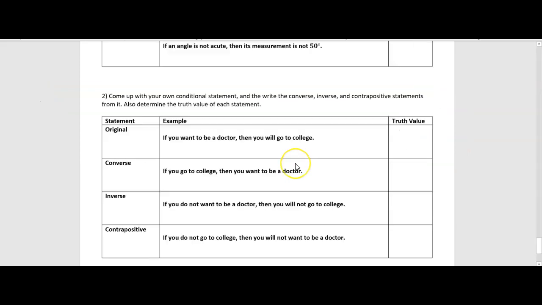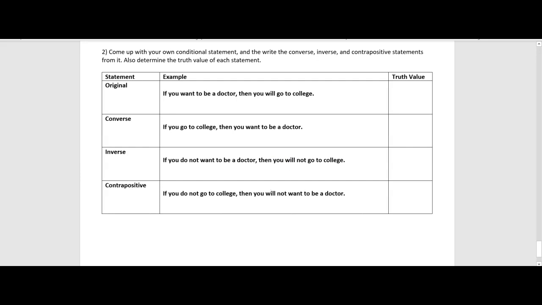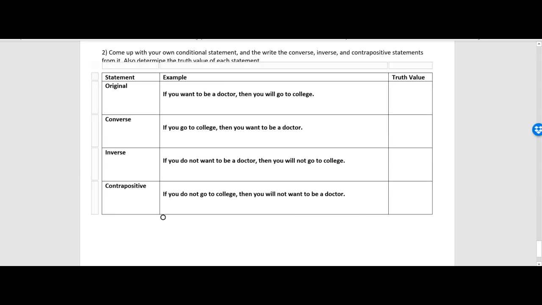Okay, let's go to the one that I came up with. So I said, if you want to be a doctor, then you will go to college. So college is a requirement to be a doctor, right? You can't be a doctor, or at least a practicing legitimate doctor in the United States, if you do not go to college. I'm assuming we're in the United States, you're not going somewhere where they just let anyone be a doctor. So this is true, right? It's not possible to want to be a doctor but not go to college.